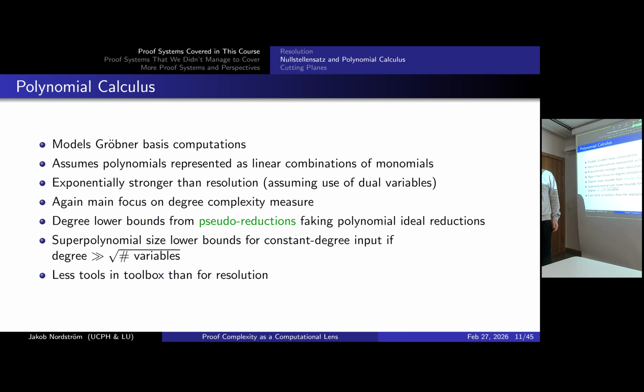bound. And then you get exactly the same results as for resolution for degree lower bounds that are larger than the square root of the number of variables, assuming that the input is constant width, then you get super polynomial size lower bounds. But as we saw, for resolution, we had this long list of tools that we can use. And for polynomial calculus, we don't have so much. In particular, we don't really have good tools that don't go via degree. So this is a weakness.